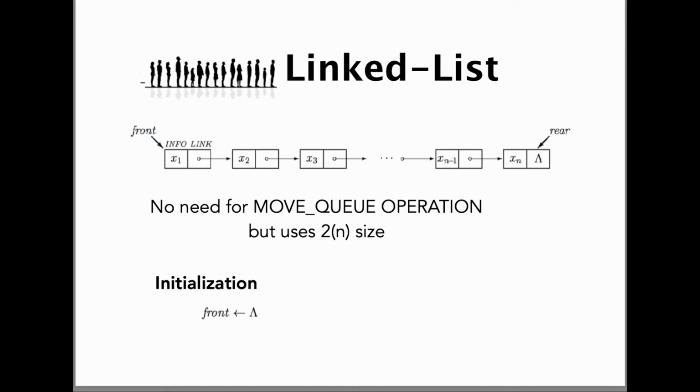Let's move on to the linked list representation. So in a normal linked list, we have a head and a tail. The corresponding queue implementation is intuitive because we can set the head as the front and the tail as the rear. The linked list implementation also doesn't have to deal with the move queue.